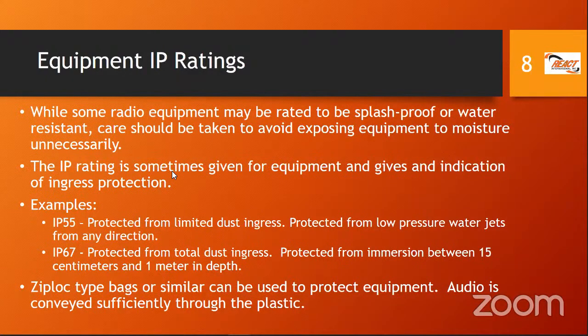The IP rating can often be found for the equipment, but you may have to look at the specifications. When you look at the IP rating, you'll see a number after IP. IP55, for instance, simply means that it's protected from a limited amount of dust, and it's also protected from low pressure water jets. And IP67, which is a higher rating, is protected from all sorts of dust, including Saharan dust, and it's also protected from immersion between 15 centimeters and 1 meter in depth. In other words, you could drop it in a pail of water. Not that you would want to, but if your radio says IP67, as long as you have not tampered with it or opened it up, it is protected.